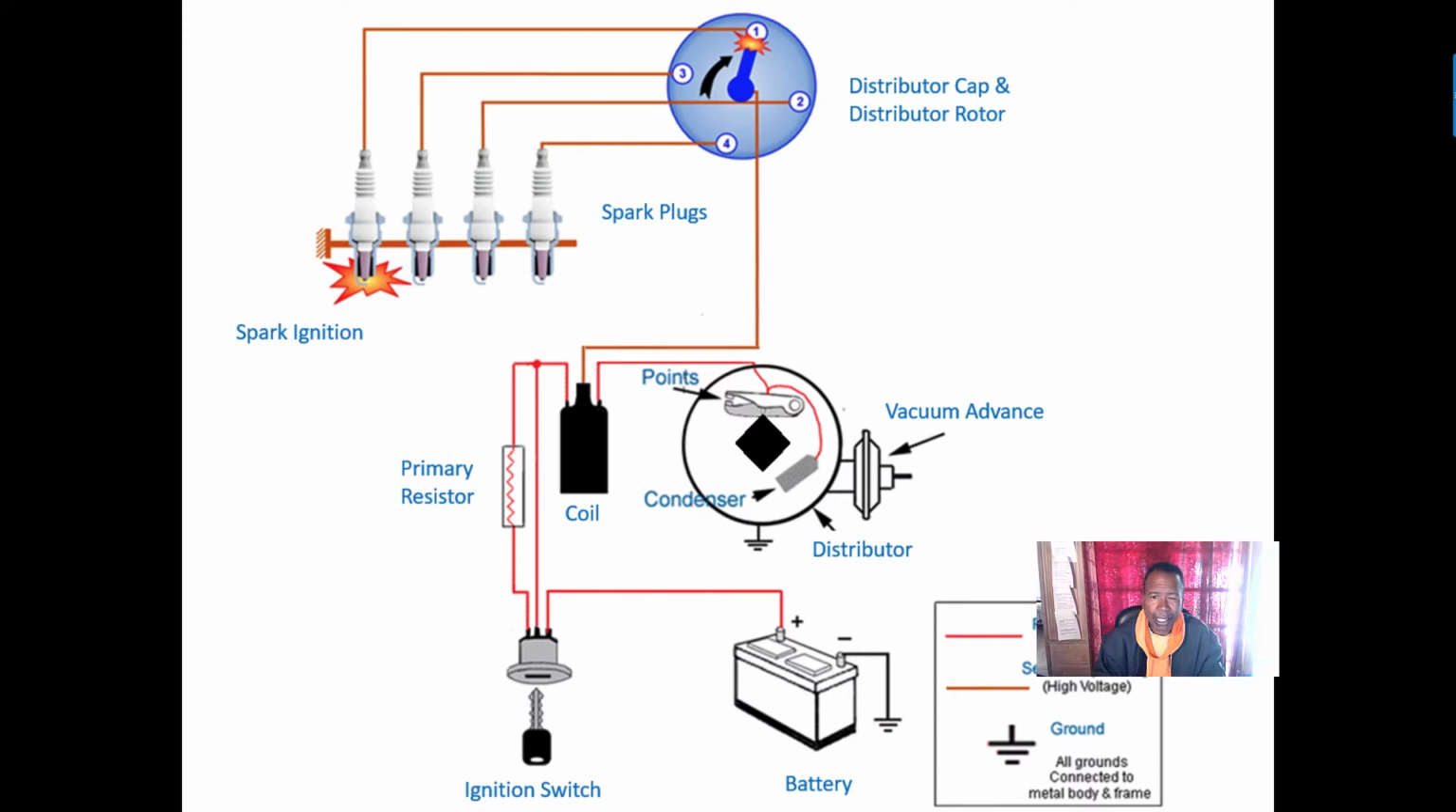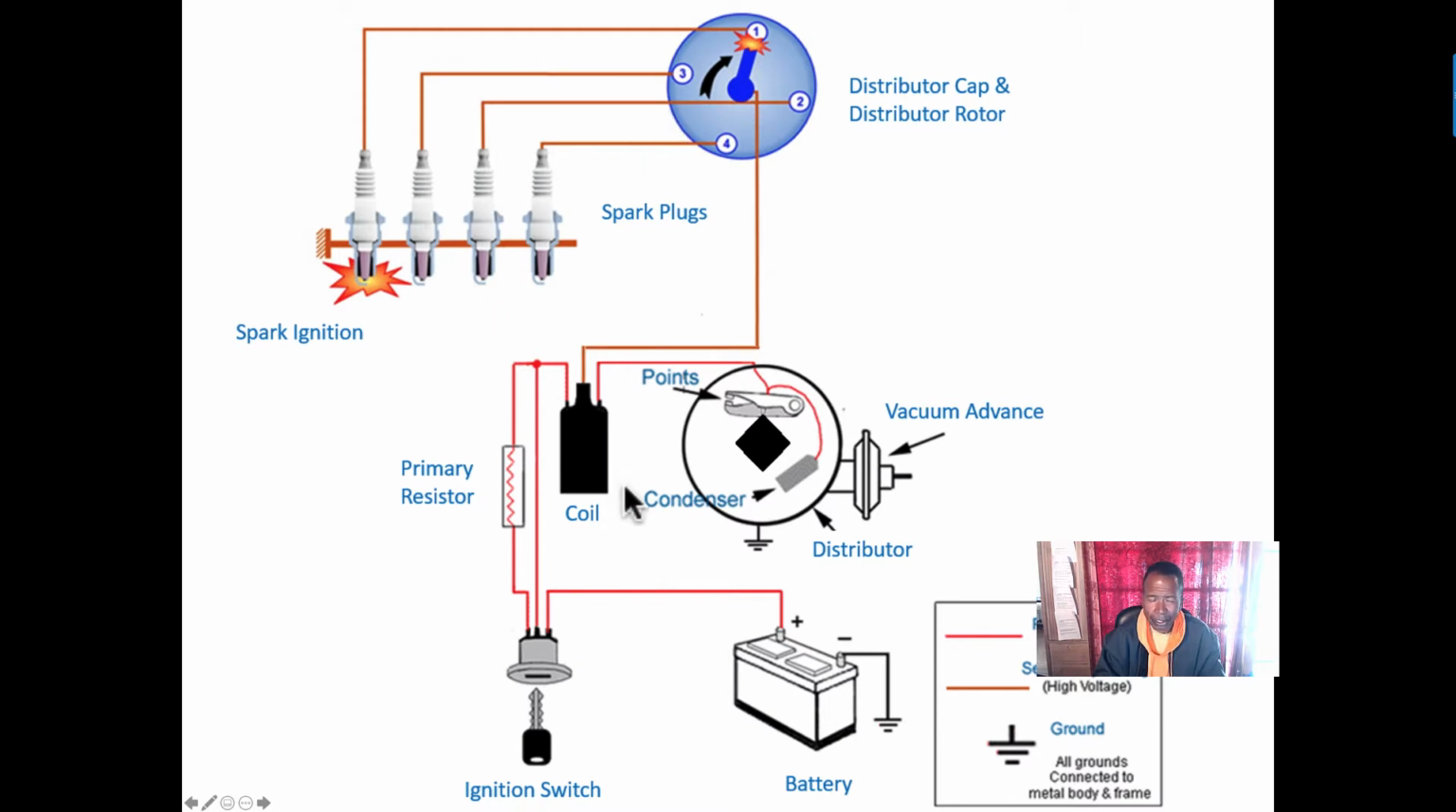Here, what we have now is a basic old school point system. We have the battery, ignition switch, coil, the old type distributor, and points. Vacuum advance will help control the timing under driving conditions. Coil wire up to the distributor cap, the rotor, spark plug wires, and spark plugs.